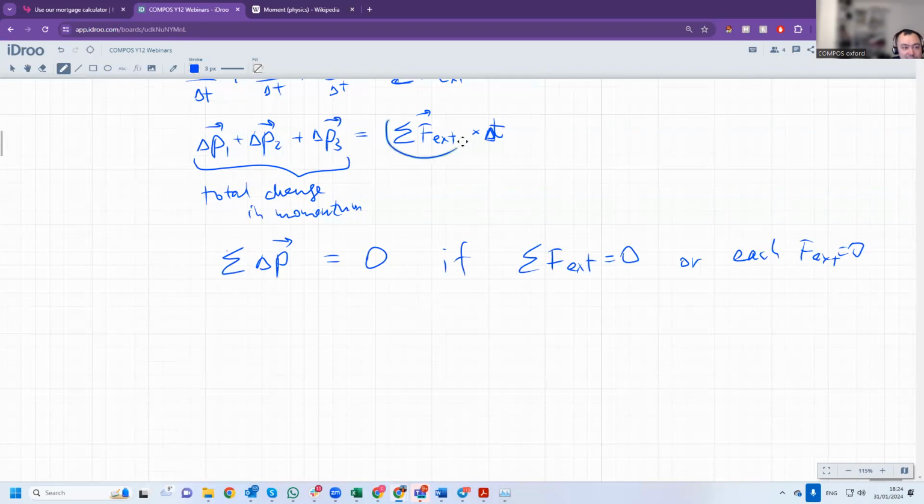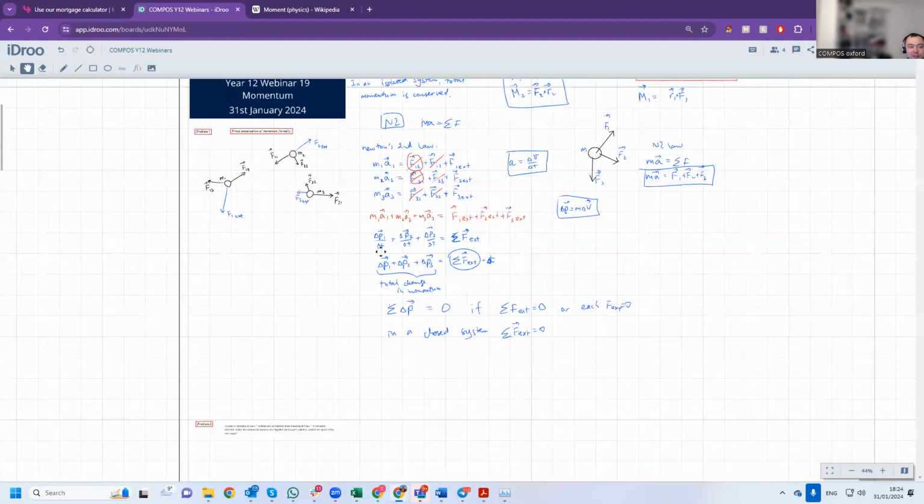So if the external forces are 0, so if it's a closed system, that means in a closed system the sum of external forces is 0, or just no external forces. And therefore, the total change in momentum is 0. So we've proved conservation of momentum using Newton's second law.